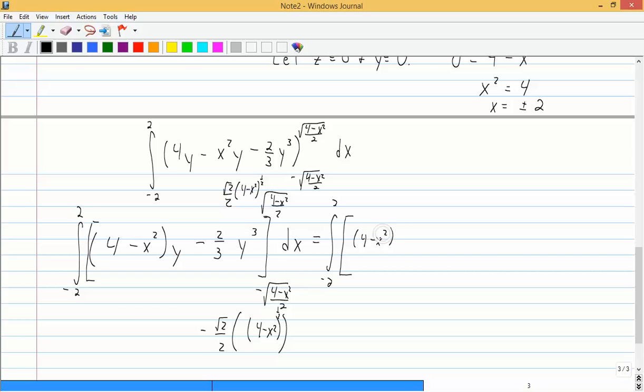So I have 4 minus x squared. So I have to plug in the top boundary minus the bottom boundary. Alright. So I'm going to plug in the top boundary first. Square root of 2 over 2 times 4 minus x squared to the 1/2 power. So that's plugging in the top boundary right here. And then I would have minus 2/3.